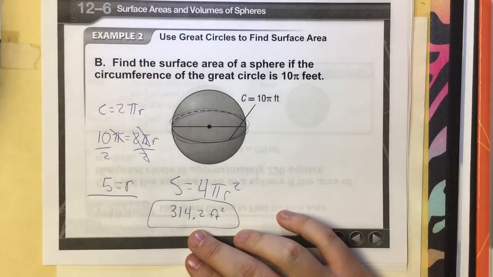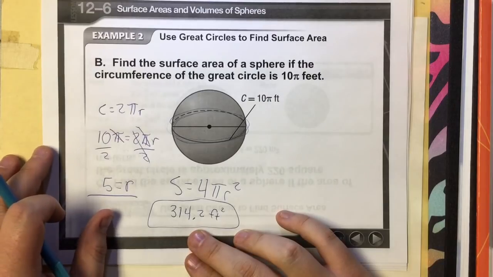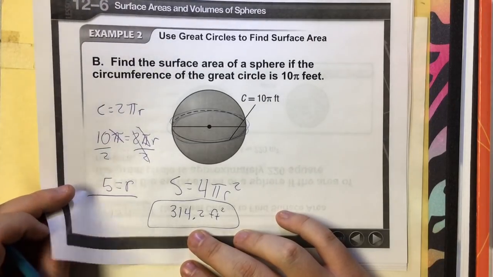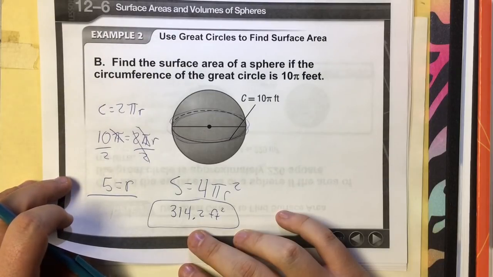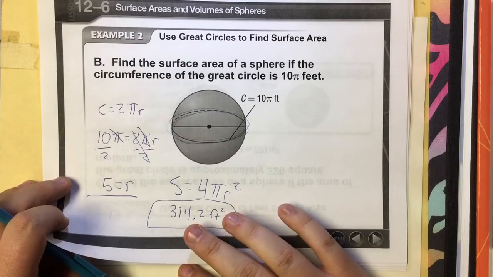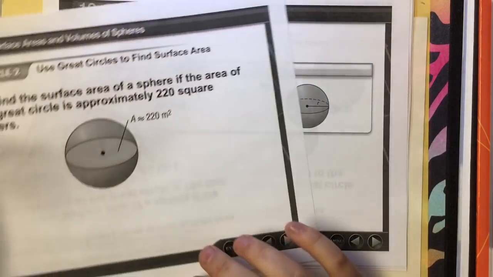Okay, so we first found out what the radius is. Once we know the radius, we can find the surface area of anything, whether it's a sphere or a hemisphere. The radius is the important thing. So whatever they give you, use that to find the radius, and then work from there.